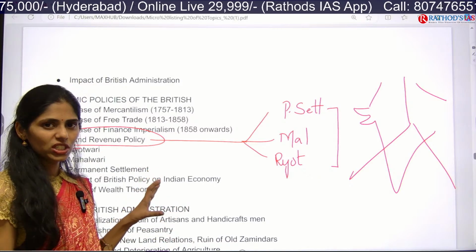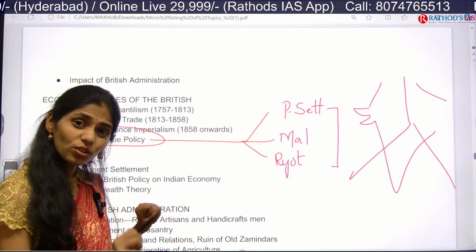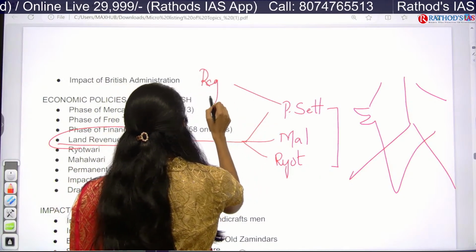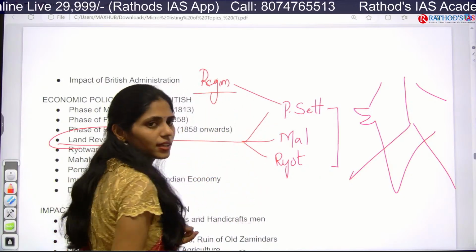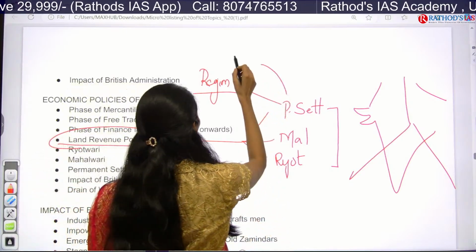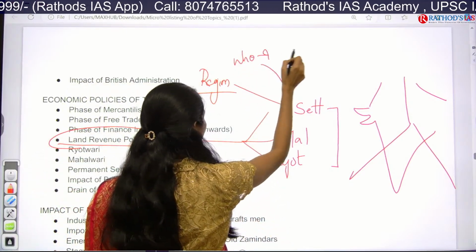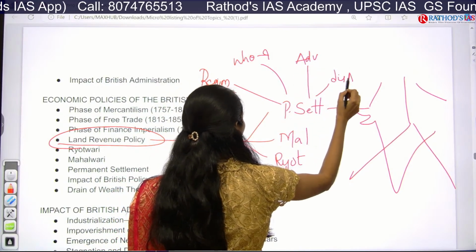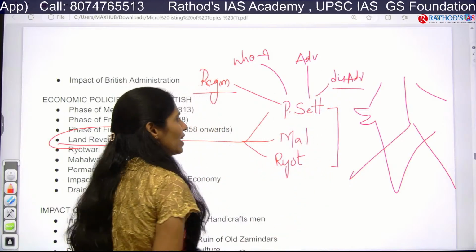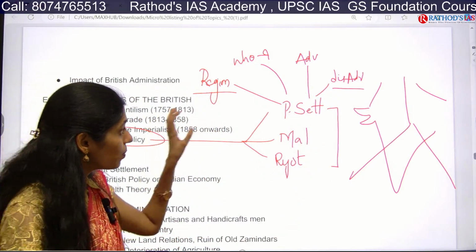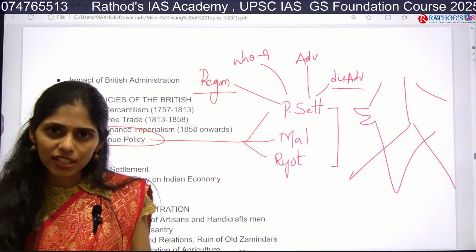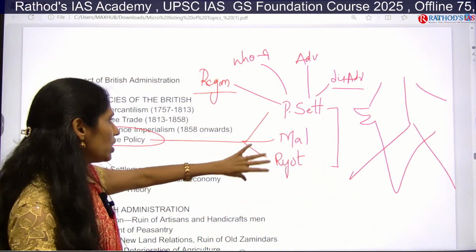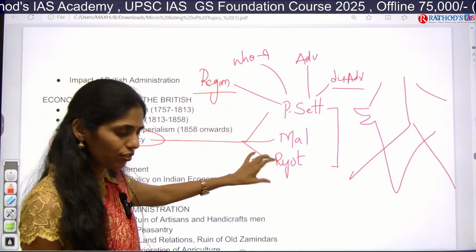You have to see which area, and here you have to analyze 3 things. First is the region where they imposed it, next is who came up with which policy, and the advantages and disadvantages of each. Like what are the advantages and disadvantages of the permanent land settlement system, of the Mahalwari system and of the Rayatwari system. These are very important areas of UPSC.